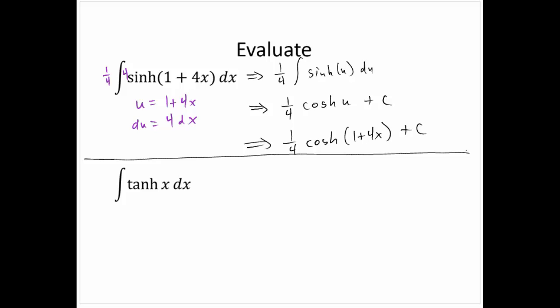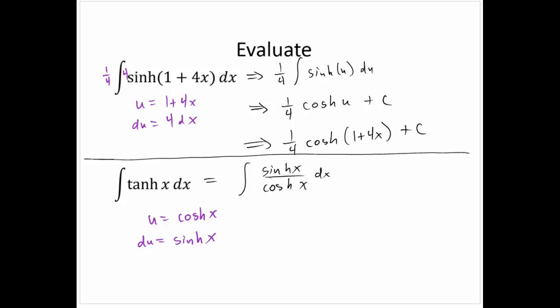Evaluate the integral of the hyperbolic tangent of x dx using the fact that the hyperbolic tangent is the hyperbolic sine over the hyperbolic cosine. Now I'll use the substitution u equals the hyperbolic cosine of x, just like I did with the traditional tangent. Then du would be the hyperbolic sine.